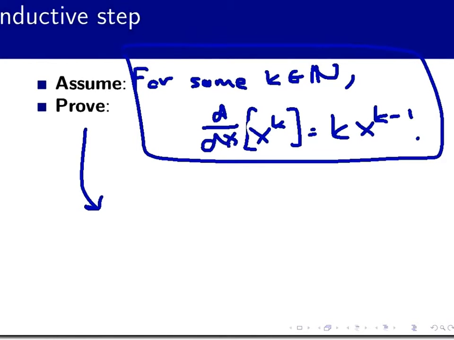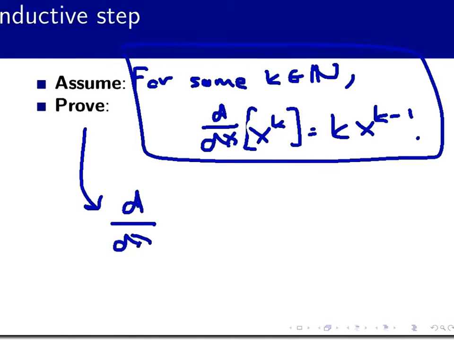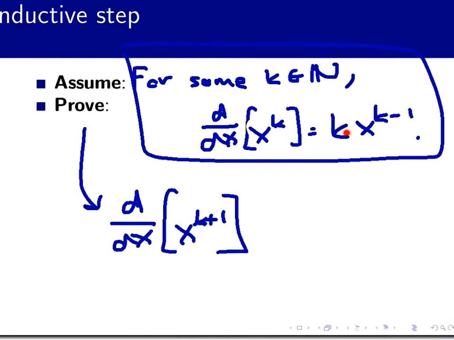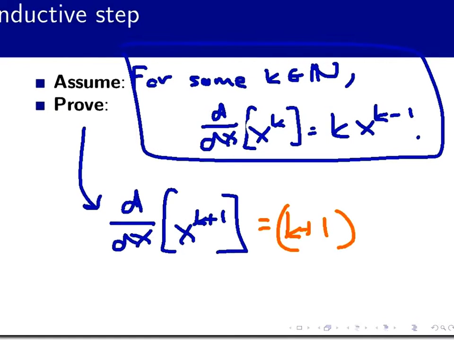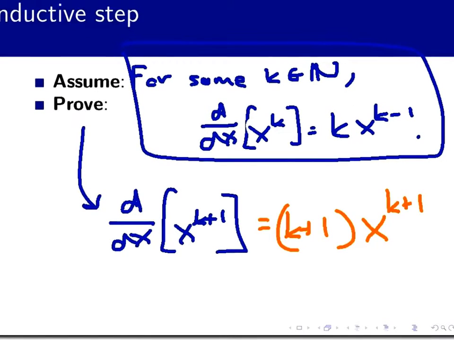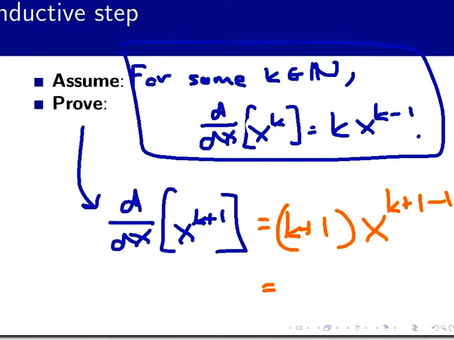Well, we're going to take the predicate and replace the k with a k plus 1. So we need to prove that the derivative of x to the k plus 1 is, wherever I see a k, I'm replacing it with a k plus 1. That would be (k plus 1) times x to the, that used to be a k right here, but I'm going to replace it with a k plus 1. And there was already another minus 1 there to begin with, so I have to subtract off the 1. To simplify that expression, I'm going to prove that the derivative of x to the k plus 1 is (k plus 1) times x to the k.